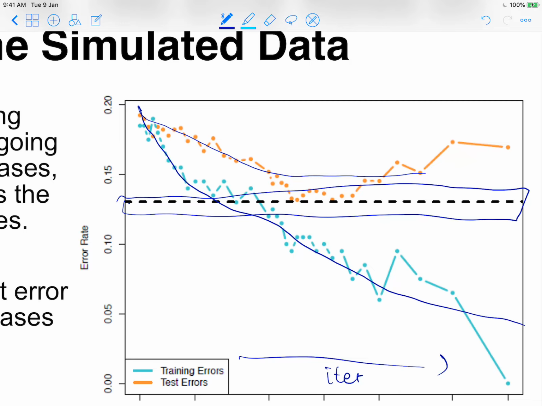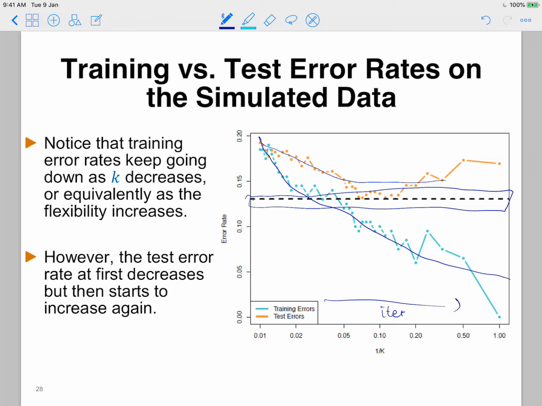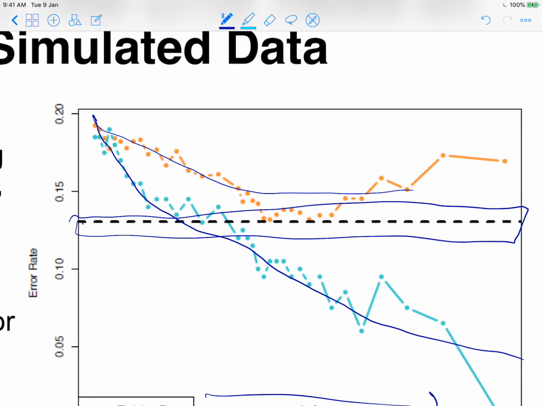Okay, so our validation error cannot be better than our Bayes error rate, because that is the bound on our error rate, right? So even though we don't know where this line exists, we can assume that such a line actually exists in our graph.